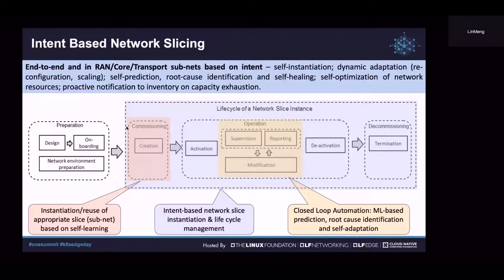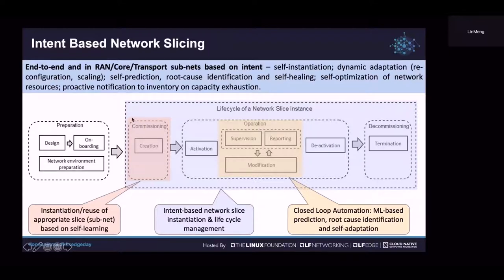As we talked about on the requirement page, our final goal is to provide an autonomous network. And we believe that the intent-based network is in such a pattern. So we also explore end-to-end and in-RAN, core, and transport subnet slicing based on intent, which could provide capabilities such as self-instantiation, dynamic adaptation, self-prediction, root cause identification and self-healing, and so on.